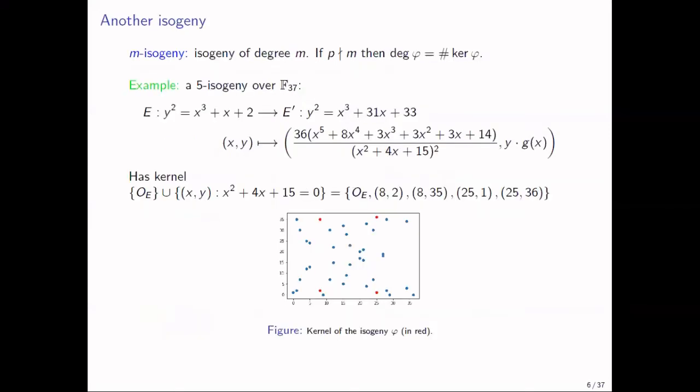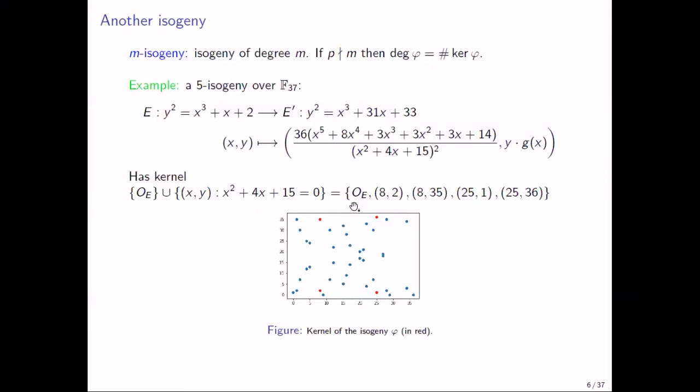So now an example. We'll be talking about M-isogenies or L-isogenies. If the isogeny has degree M, we just call it an M-isogeny. Here we have an example of an isogeny of degree 5, so a 5-isogeny, because this rational function has degree 5. If we want to figure out the kernel, we look at the denominator and see which points of E make the denominator vanish, and this gives us the kernel.